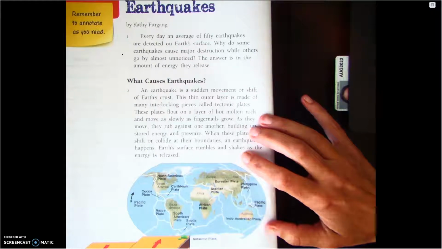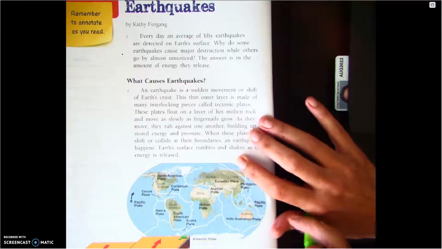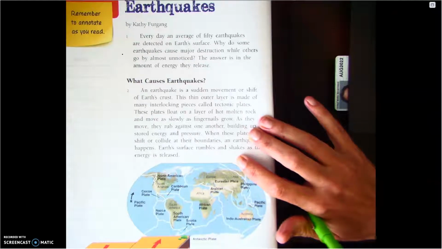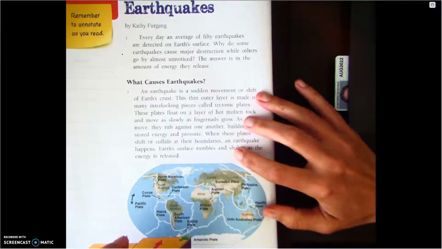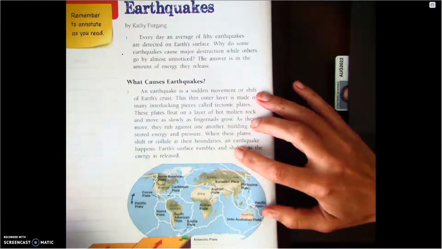All right, so today we are going to learn about one of Earth's natural processes by reading about earthquakes. Now we're going to just look through it and skim it and notice some things as I annotate. So if you have your book, get some pens or pencils ready so you can do it along with me.